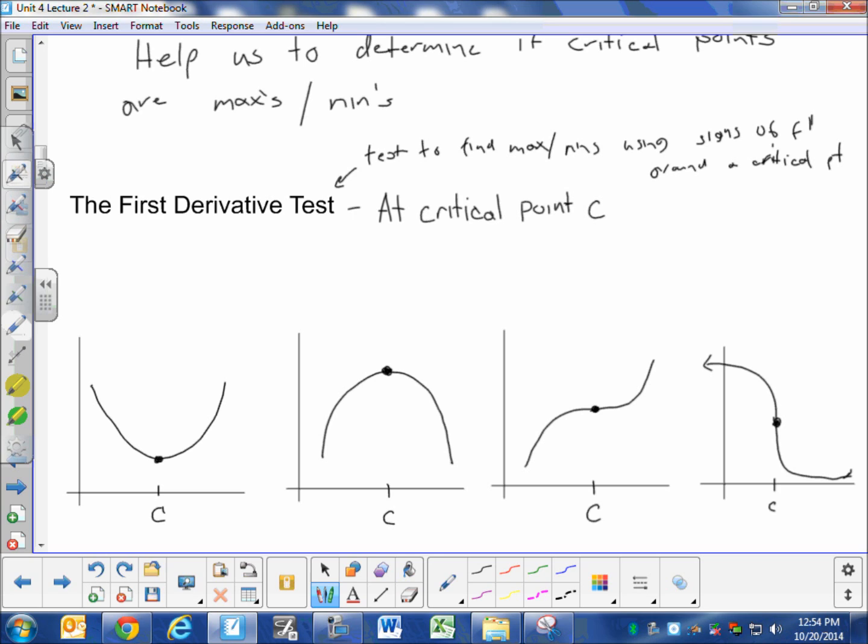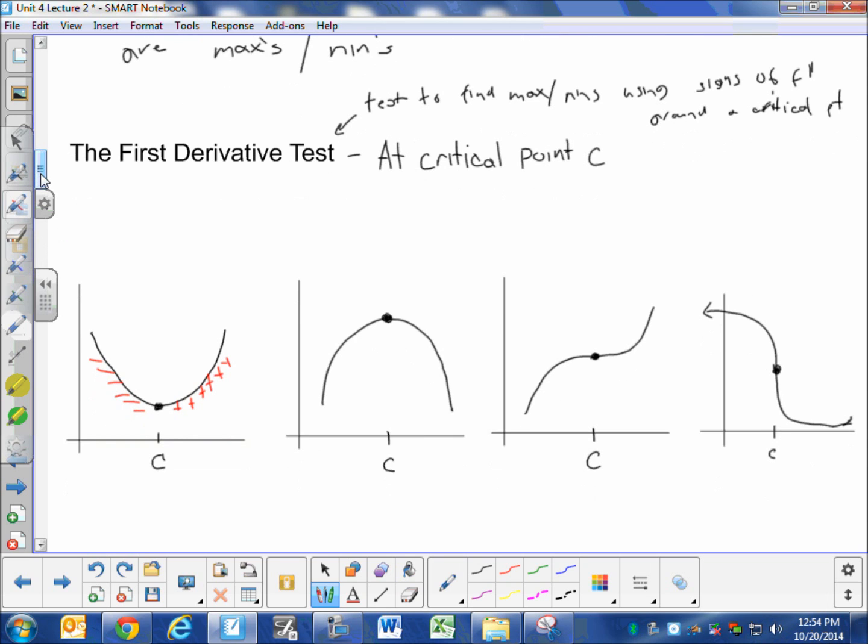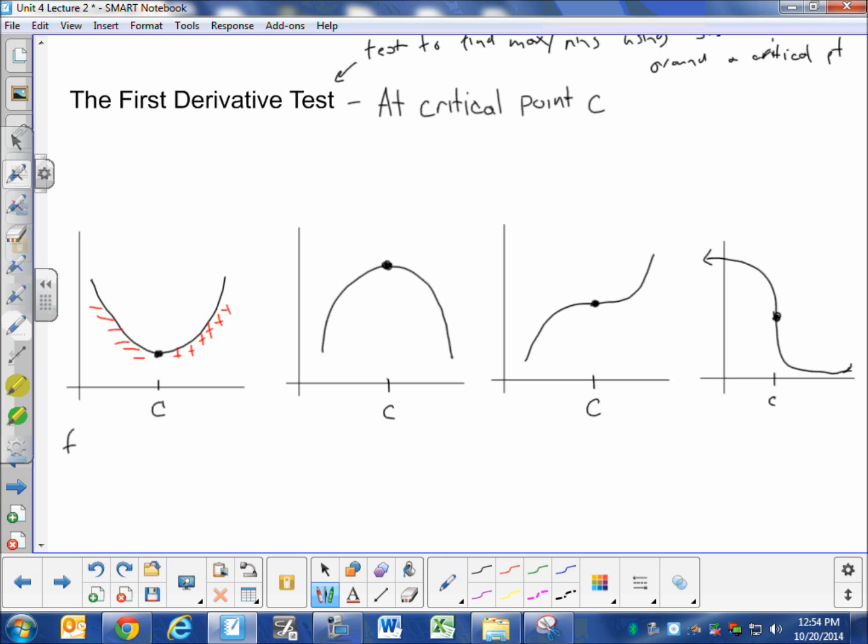Okay. Here's a function. The derivatives of this first function are negative to the left of this critical point C. They are positive to the right of the critical point C. F prime changes sign from negative to positive at C. Since it's going from negative to positive, the function is going from decreasing to increasing. Therefore, this is the location of a relative min.